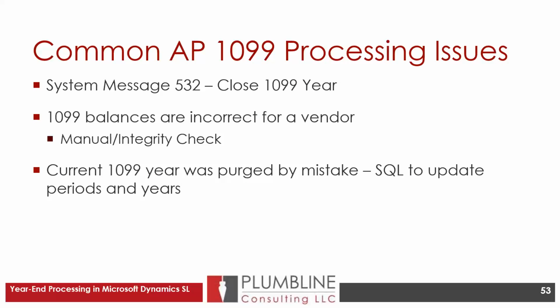Common issues. System message 532. This is because we didn't close our 1099 calendar year control and we can't print checks. The 1099 balances are incorrect for a vendor. We have 2 ways to deal with it: manually by using initialize mode through vendor maintenance, or using the AP integrity check and choosing rebuild 1099 balances. And the current 1099 year was possibly purged by mistake. Reach out, we're here to help you. It will take a SQL update to set it back, so it would be 2020 and 2021. And this is the end of my slideshow.